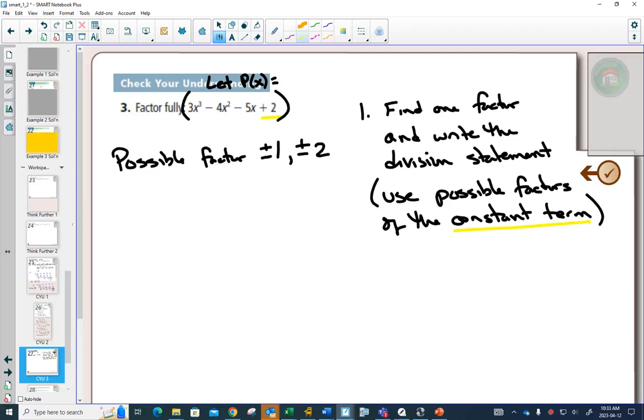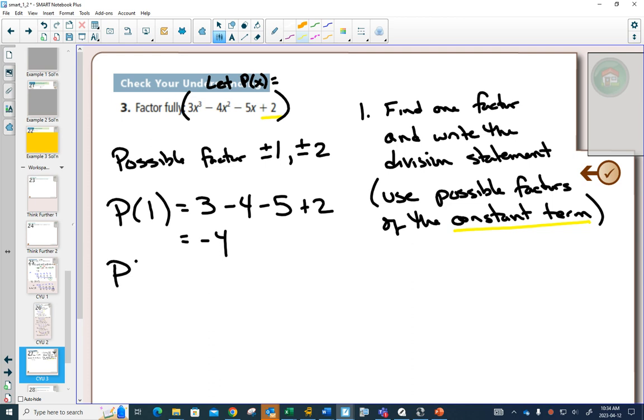I would use the remainder theorem for using 1 and negative 1, because it's easy mental math. I would use synthetic division for anything else. And we have to reuse synthetic division anyways to write our division statement, but it's really easy to plug 1 in. That will give me 3 minus 4 minus 5 plus 2. Does it equal 0? No. Unfortunately, it equals negative 4.